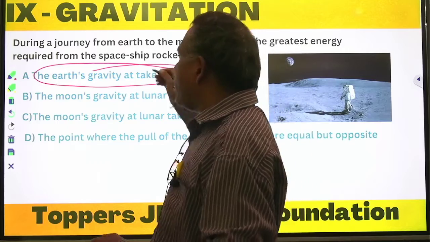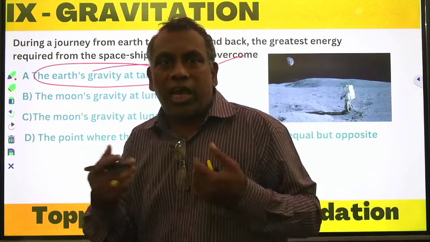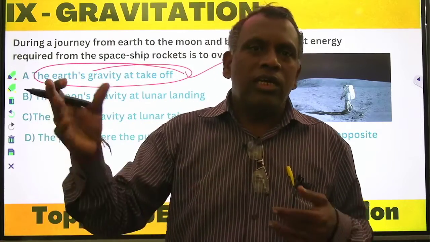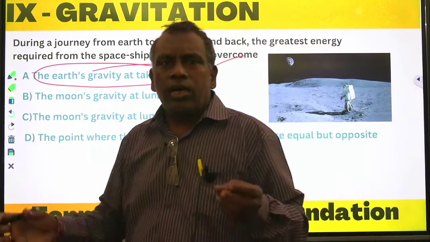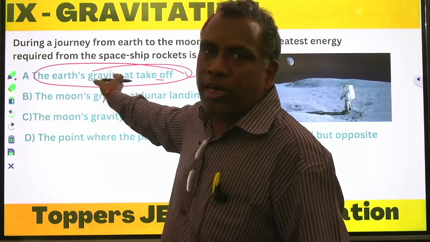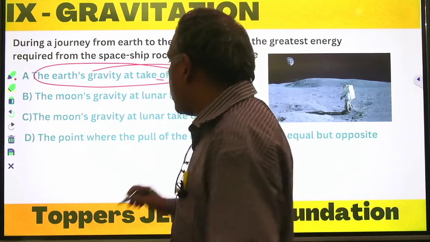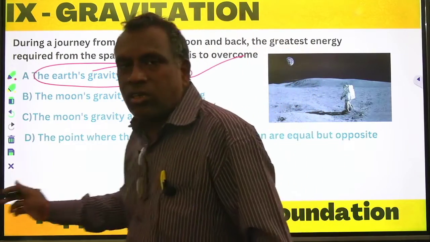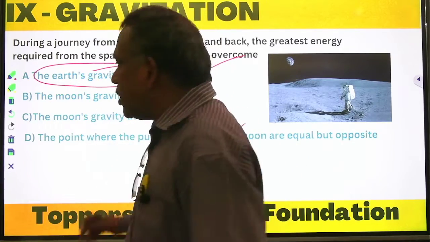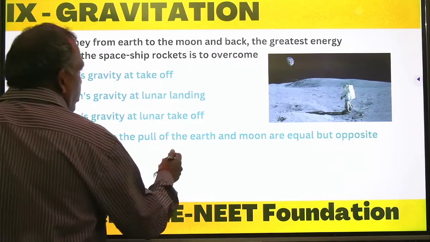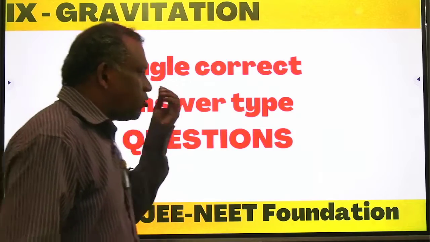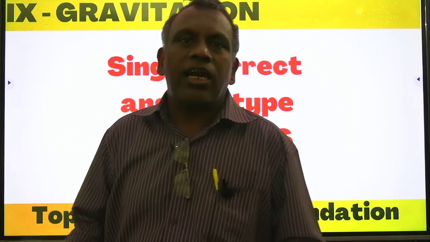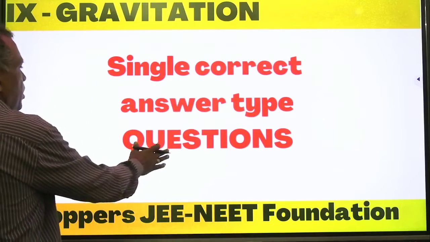The moon's gravity we are in no way connected with, because earth's gravity is always pulling the body to the earth. That should be overcome, then automatically you can travel to other celestial bodies like the moon or any other galaxies in the universe. So that's why option A is correct. The remaining options, the moon's gravity at lunar takeoff, are not correct. The answer is that earth's gravity should be overcome. These are the conceptual questions in gravitation for 9th class. Then the next are single correct answer type questions. In these, we have the first question.